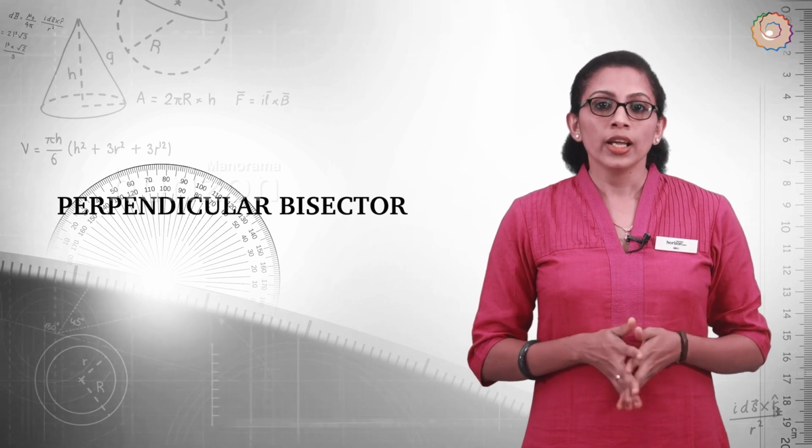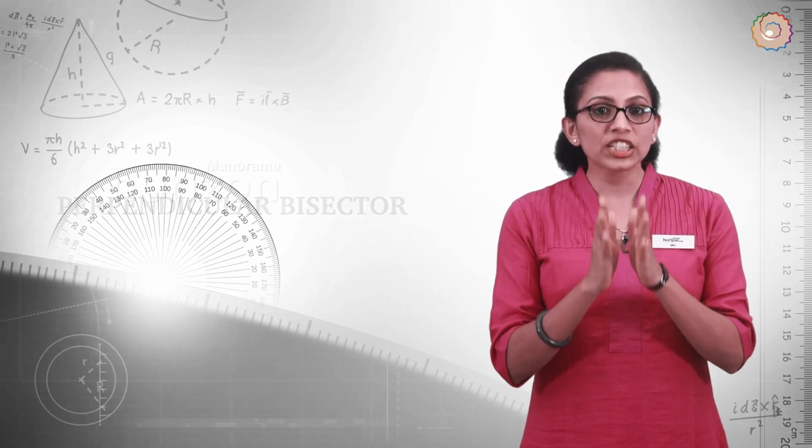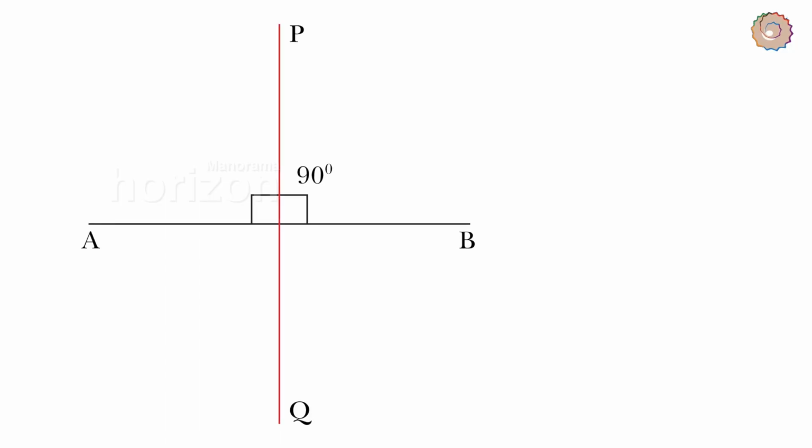Perpendicular bisector. It is a line segment which intersects another line perpendicularly and divides it into two equal parts. Two lines are said to be perpendicular to each other when they intersect in such a way that they form 90 degrees with each other.